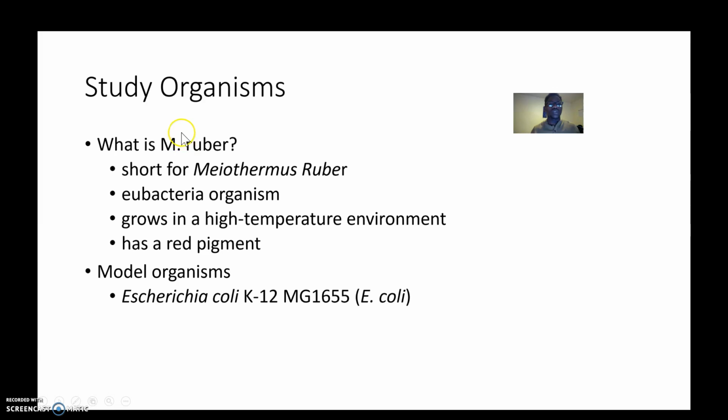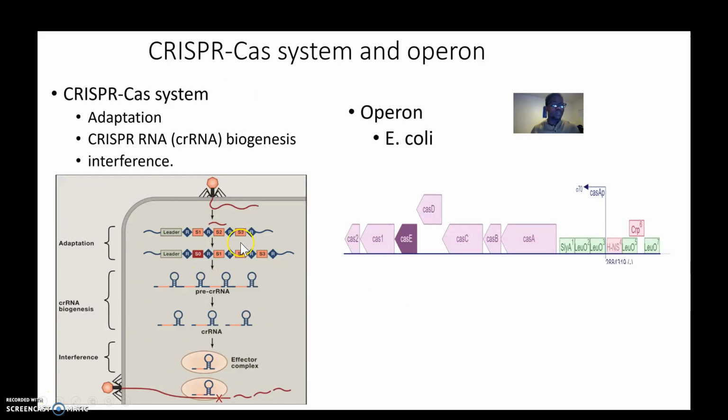M. ruber was the subject organism, and E. coli was the model organism for this experiment. We chose M. ruber because, besides having the cool red pigment, little is known about its genome, and we chose E. coli because there's extensive published data on E. coli. But before we can investigate our hypothesis, we first have to understand the CRISPR-Cas system.